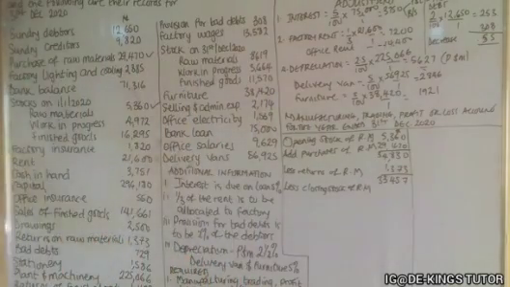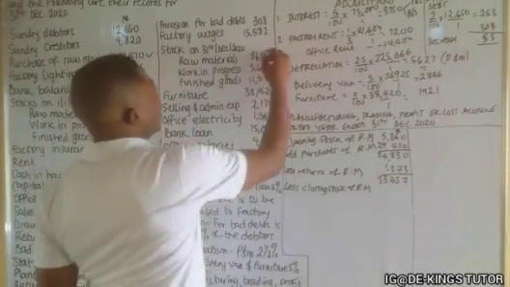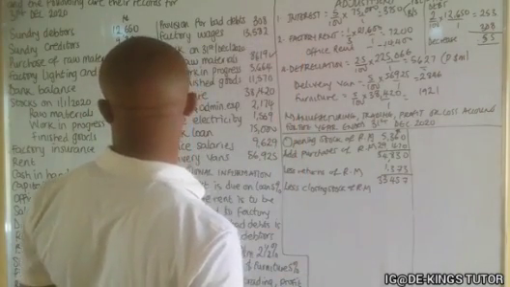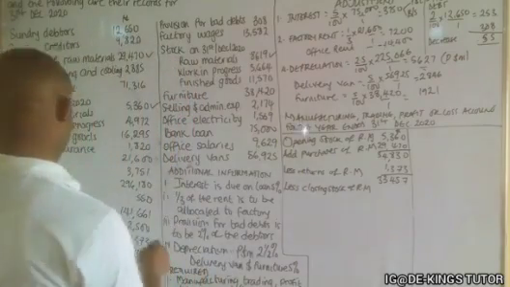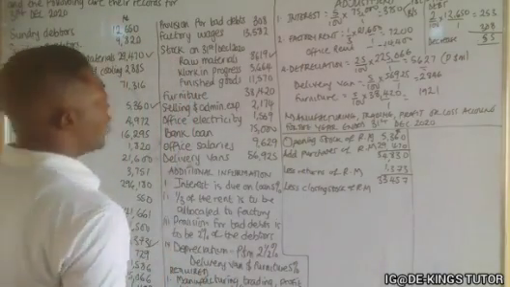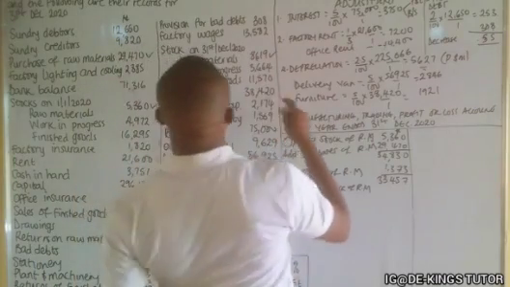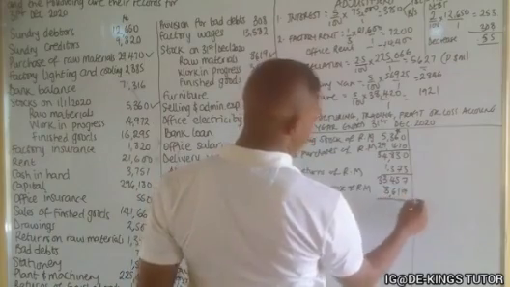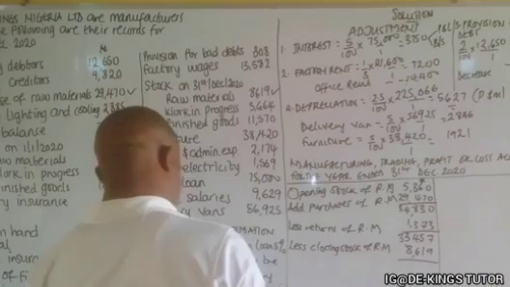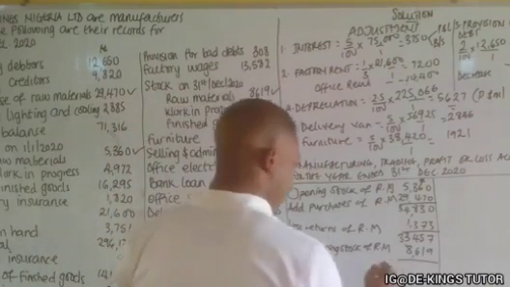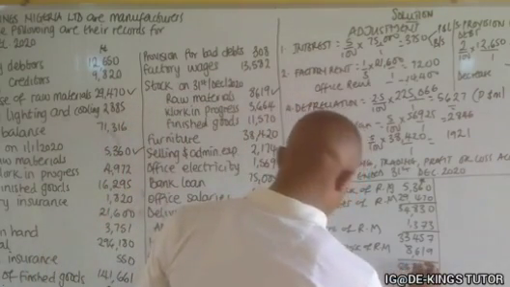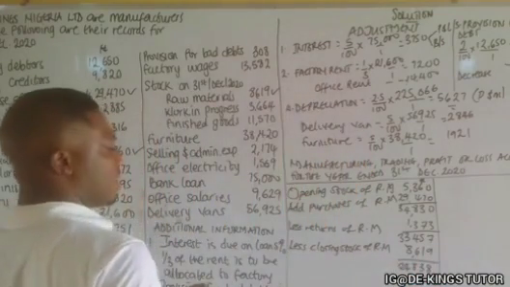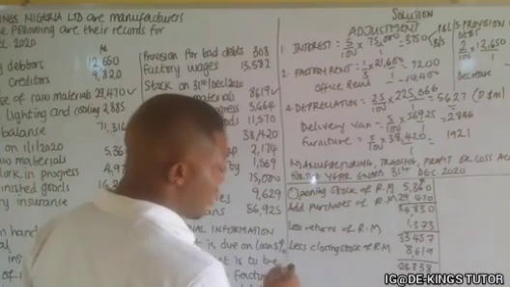Okay. So the next one we have less closing stock of raw materials, which is 8619. So minus 8619, we have 24,838.